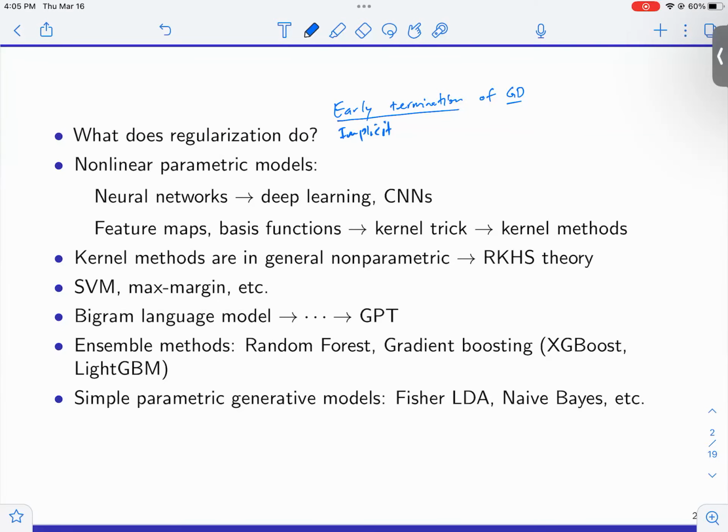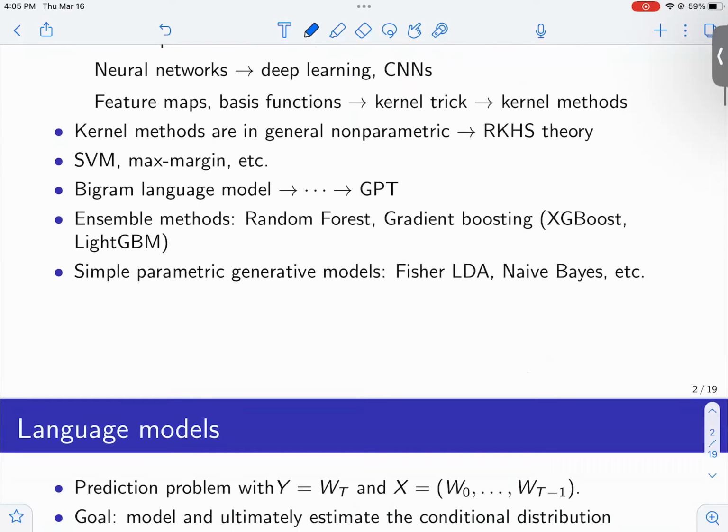But we have seen some form, and hopefully you get an understanding that regularization generally is to combat overfitting. It really matters when you have noise and a complex model. Implicit regularization. You've seen neural networks, and we see more deep learning hopefully today. Feature maps, we have seen basis functions. This, if you continue, leads to the kernel idea and kernel methods, which we unfortunately don't cover.